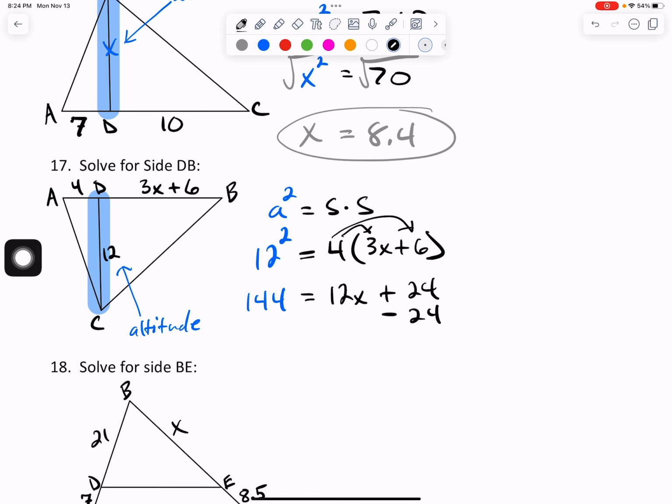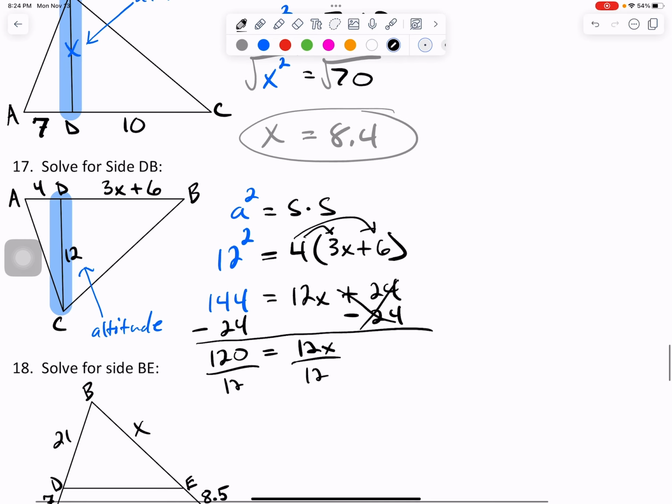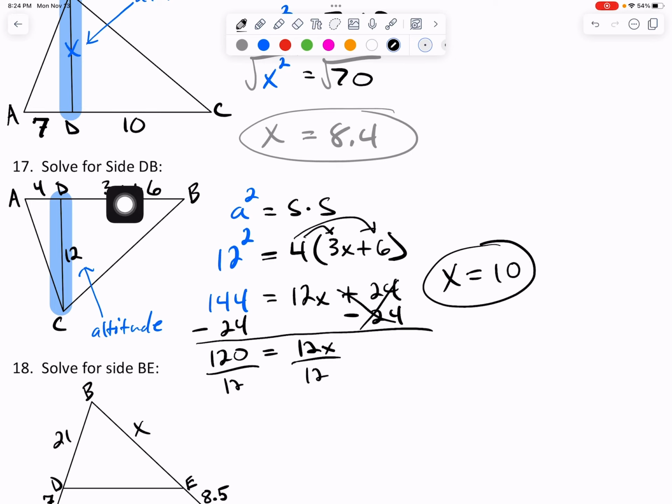Subtract it from both sides because we do the inverse operation, or the opposite. Okay, so we will get 120 equals 12x. Cancel them out. Okay, divide each side by 12. I'm going to put our answer over here of x equals 10, but we're not done yet because we haven't solved for the side. 10 will be an answer choice.